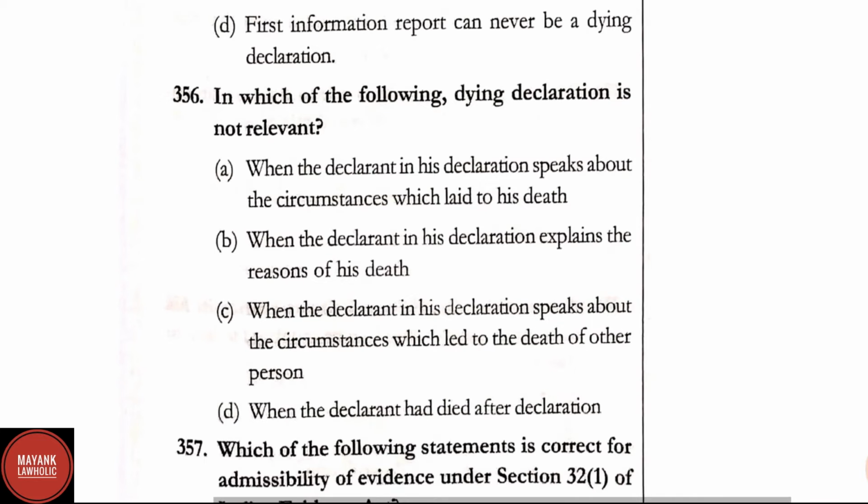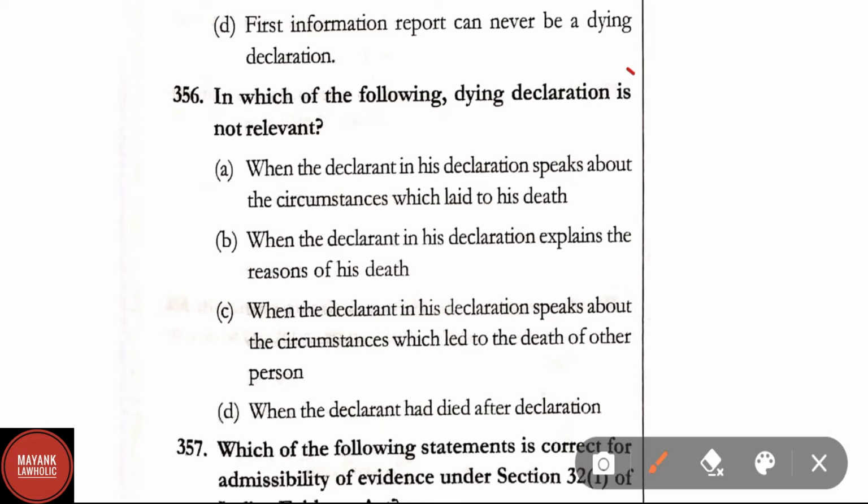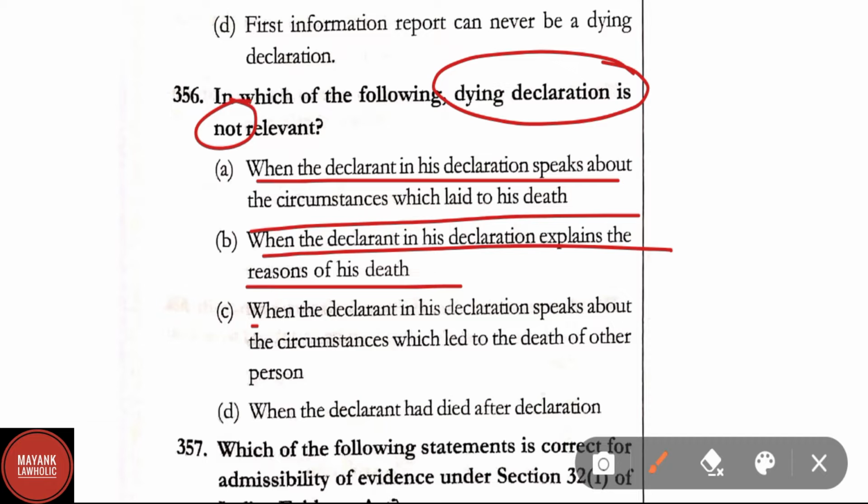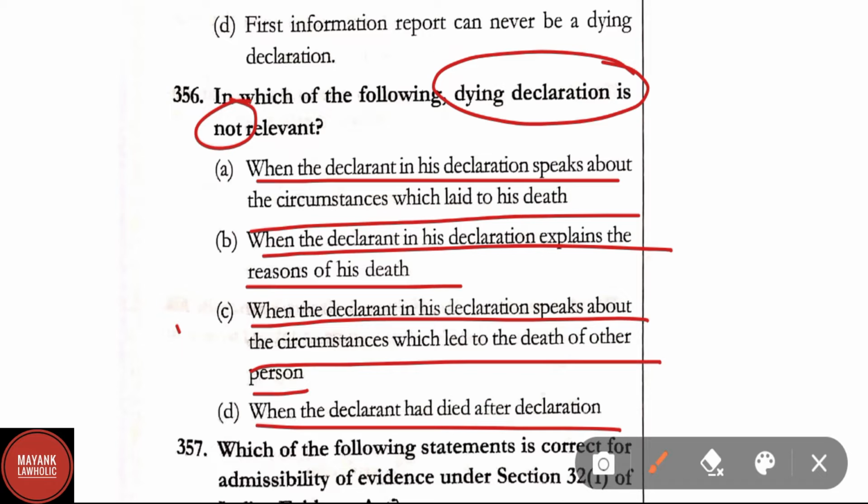Question number 356. In which of the following is dying declaration not relevant? Option A, when the declarant in his declaration speaks about the circumstances which have led to his death. Option B, when the declarant in his declaration explains the reason of his death. Option C, when the declarant in his declaration speaks about the circumstances which led to the death of the other person. Option D, when the declarant had died after the declaration. Here correct answer is option C, when the declarant speaks about the circumstances which led to the death of other person, it is not relevant.